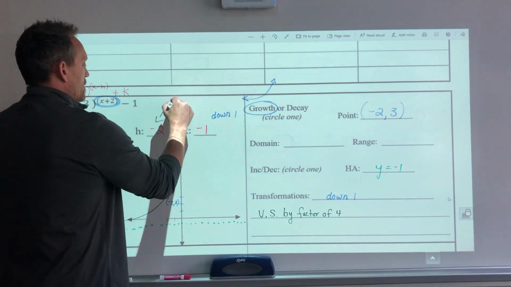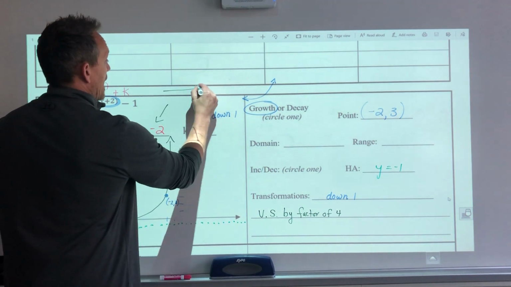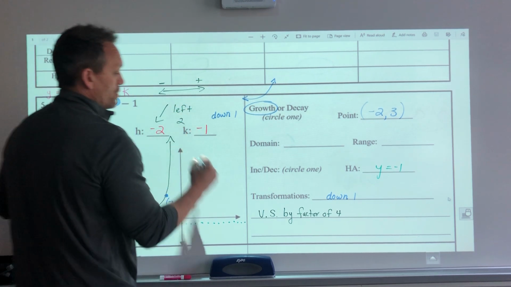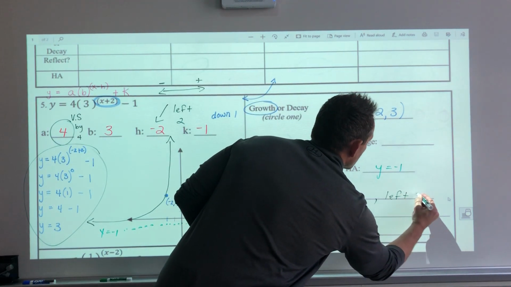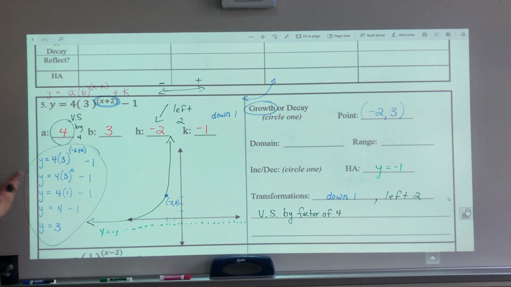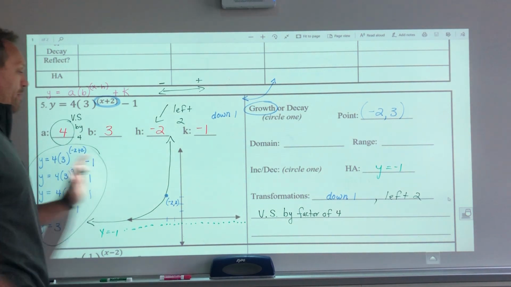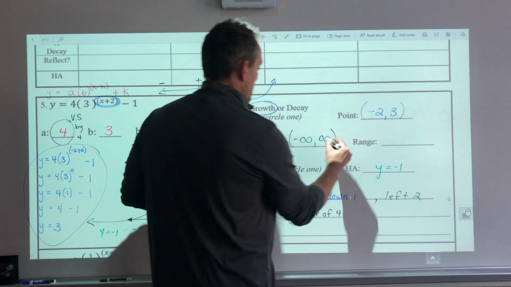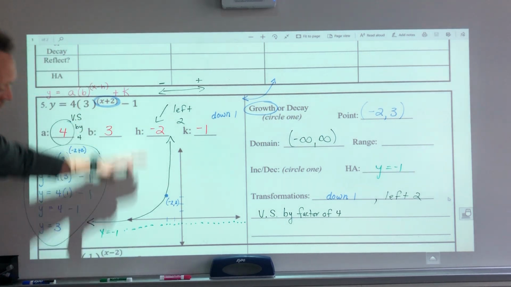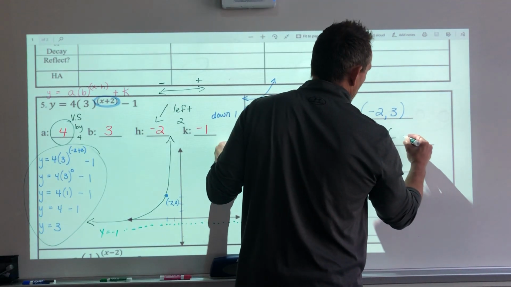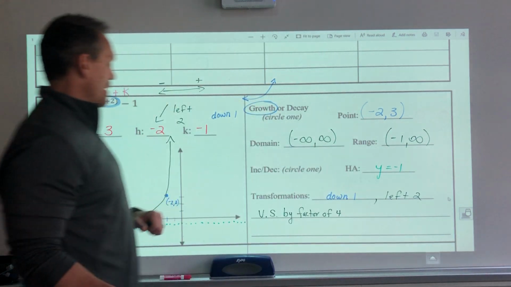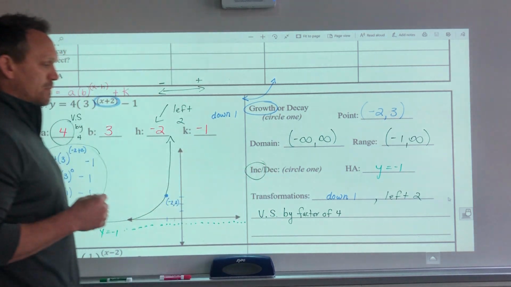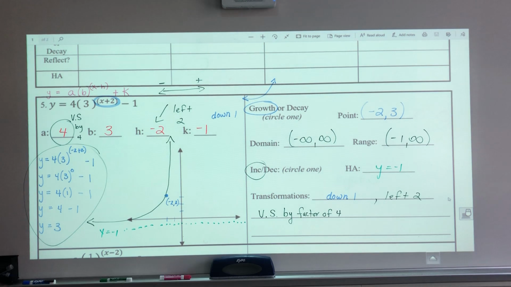This also moves it left or right. Since it's negative, this is negative, this is positive, it's going to go left 2. If we think about it, domain and range, domain is from left to right. This thing doesn't stop. Negative infinity to infinity. Our range goes from bottom to top. So it's going to go from -1, which is where our asymptote is, up into infinity. And from left to right, increasing or decreasing, it is increasing. And that's the baseline understanding of how to do these.